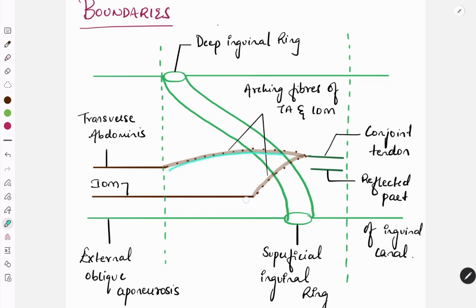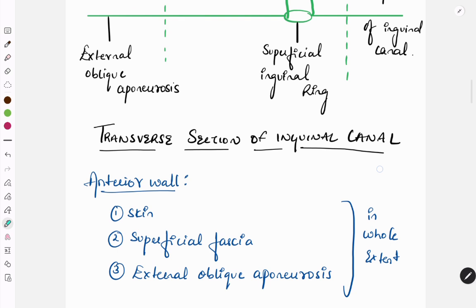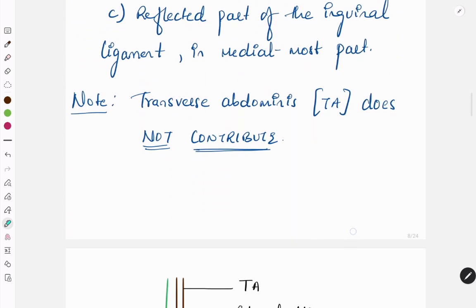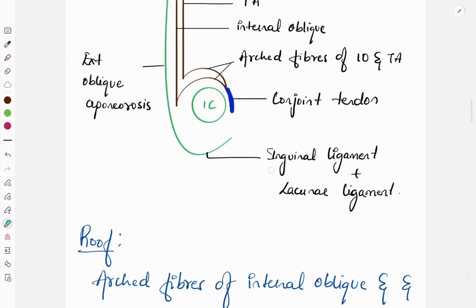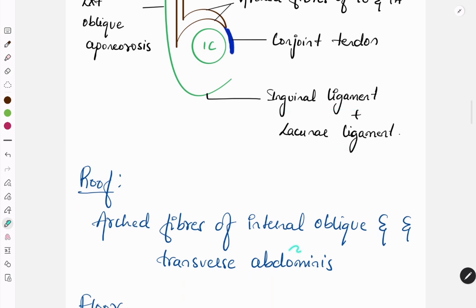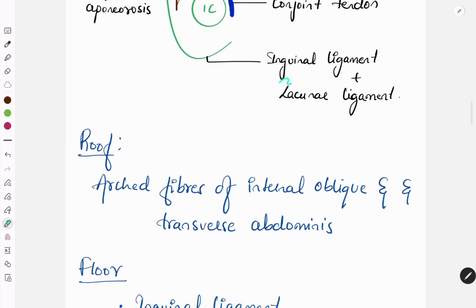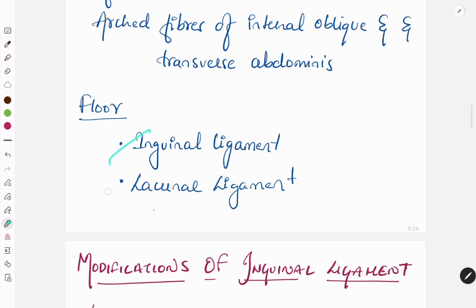Roof is formed by the arching fibers of transverse abdominis and your internal oblique muscle, and the floor is formed by your inguinal ligament and lacunar ligament. See, roof is formed by arched fibers of internal oblique and transverse abdominis. Floor is formed by inguinal ligament and your lacunar ligament.